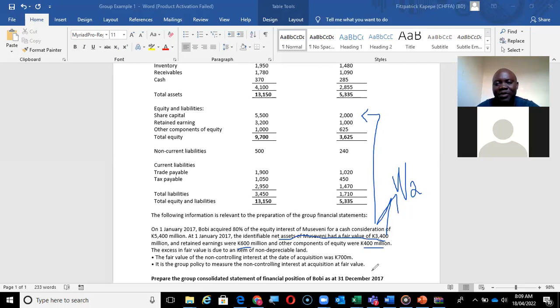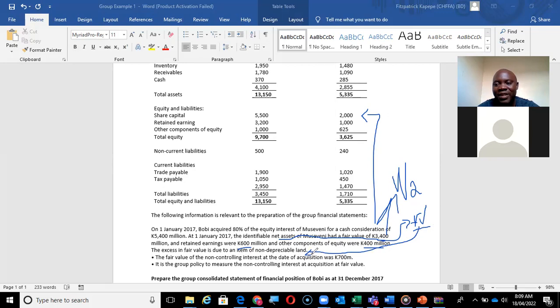Because if we get 600 plus 400, it gives us 1,000. 3,400 minus 1,000, we get 2,400. So we know that there's a 400 that is coming in as fair value or something that we don't know, which we are yet to know from the examiner. So it says the excess in fair value is due to an item of non-depreciable land. So we now know where this difference is coming from: land, and it's non-depreciable.